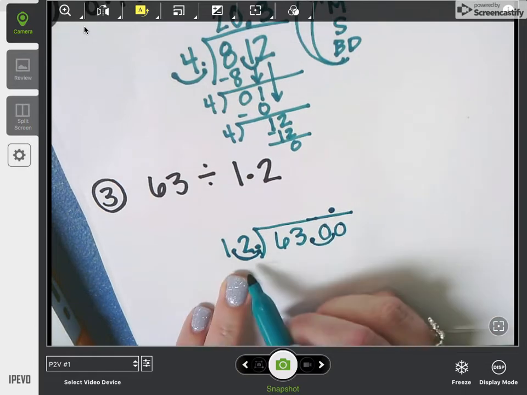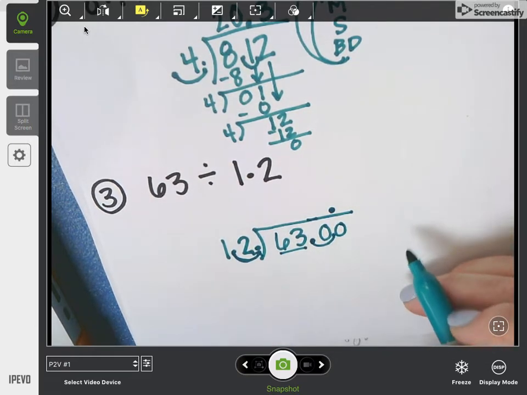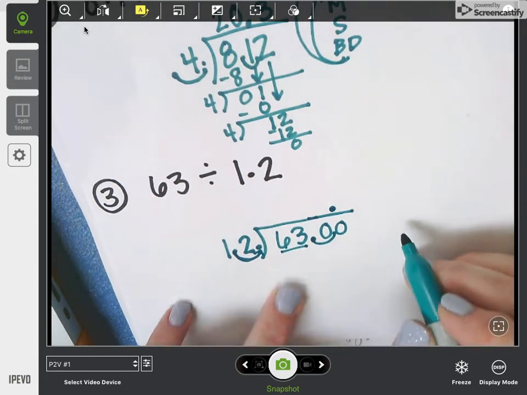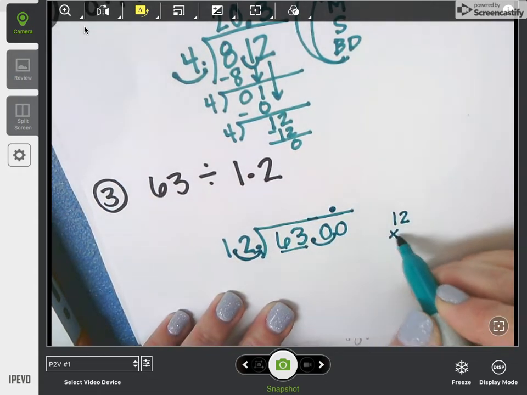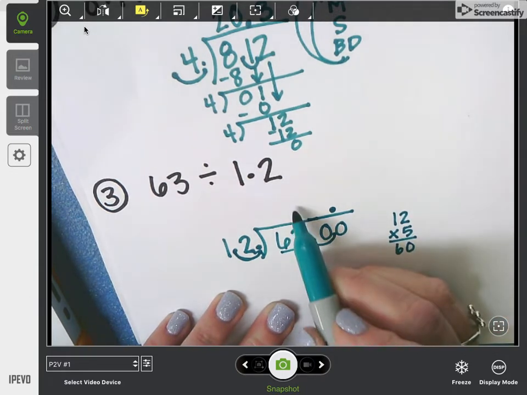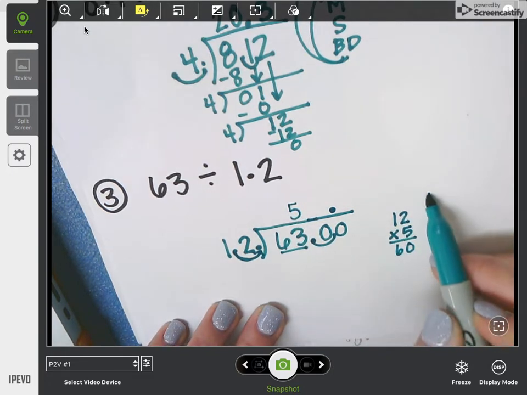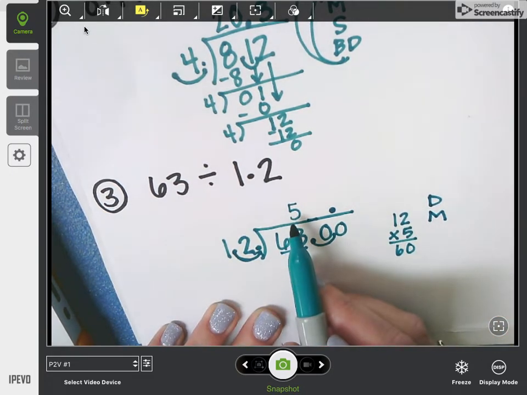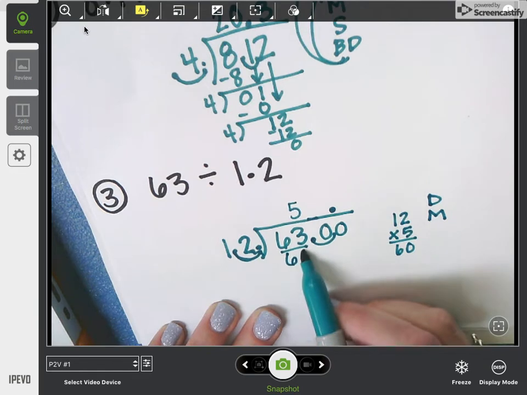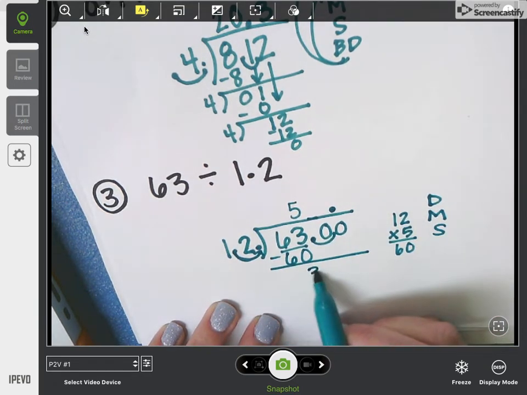Now, I'm looking at 12 and 63. So I need to figure out how many times 12 can go into 63. I know my 12 facts. 12 times 5 is 60. So I'm going to put the 5 above the 3 because we're going into 63. And I've divided. Now I need to multiply. 5 times 12 is 60. Let's subtract. 63 minus 60 leaves 3.